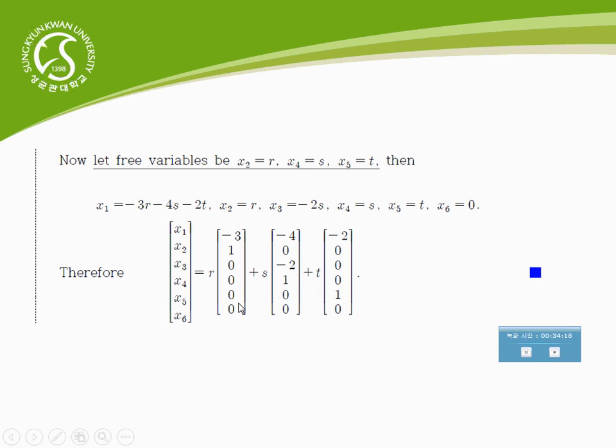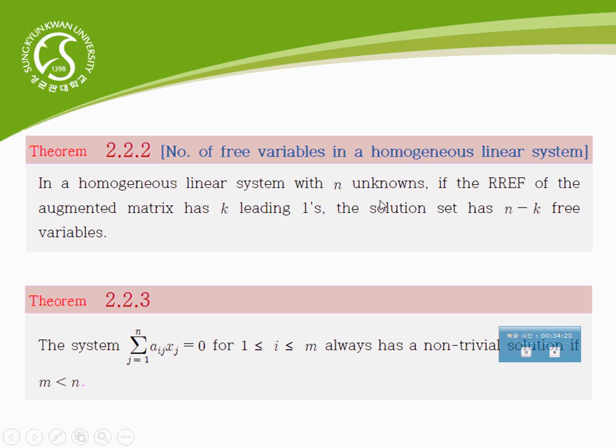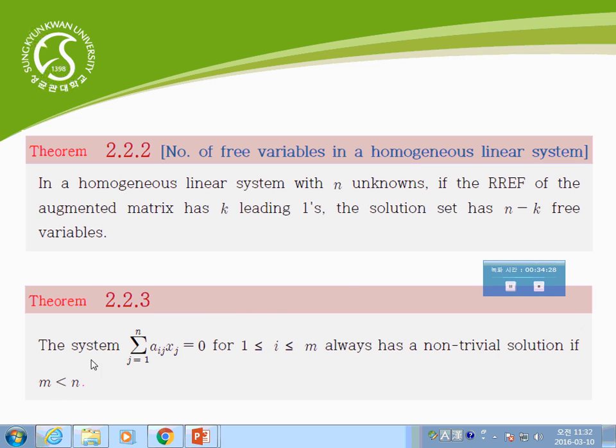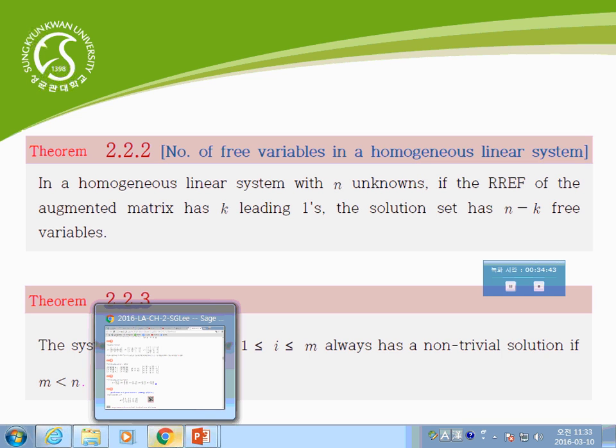We will have a rigorous proof of this in chapter 7 when we study the rank nullity theorem. Also, another fact: a system like this always has a non-trivial solution if m is less than n. This is a homogeneous linear system of equations. It always has a solution already, and the free variable.